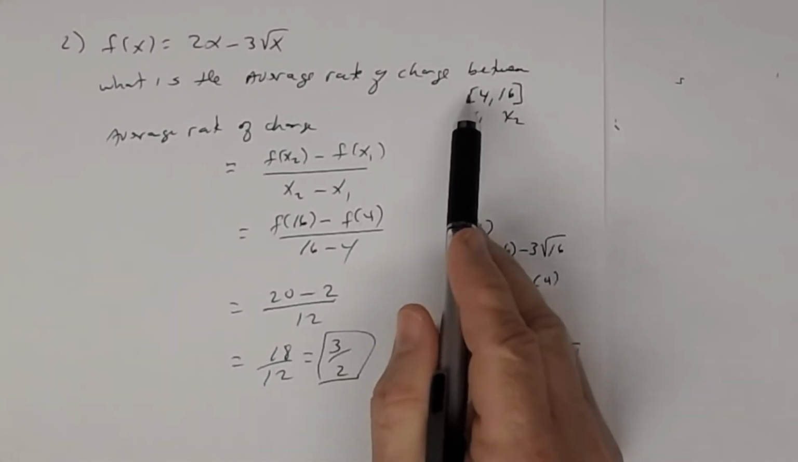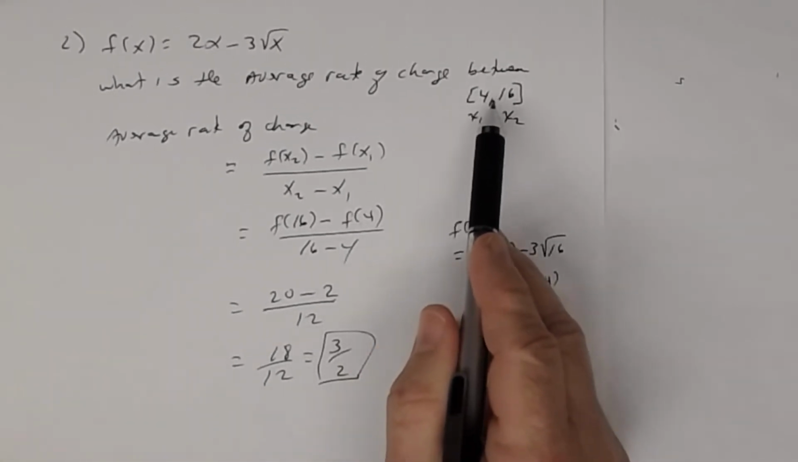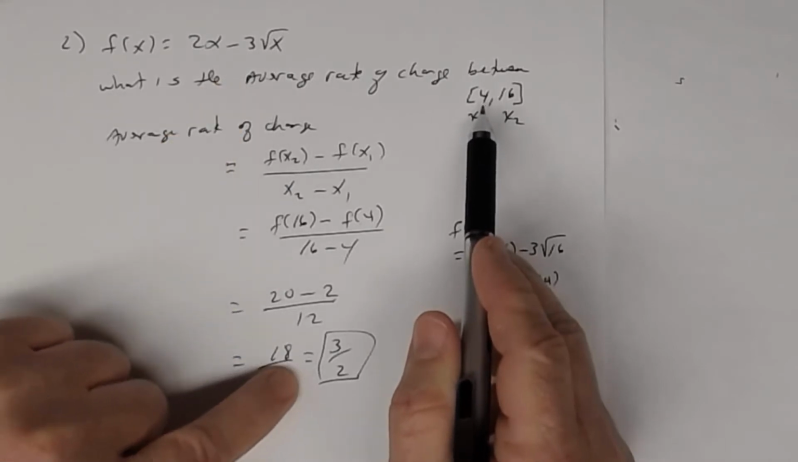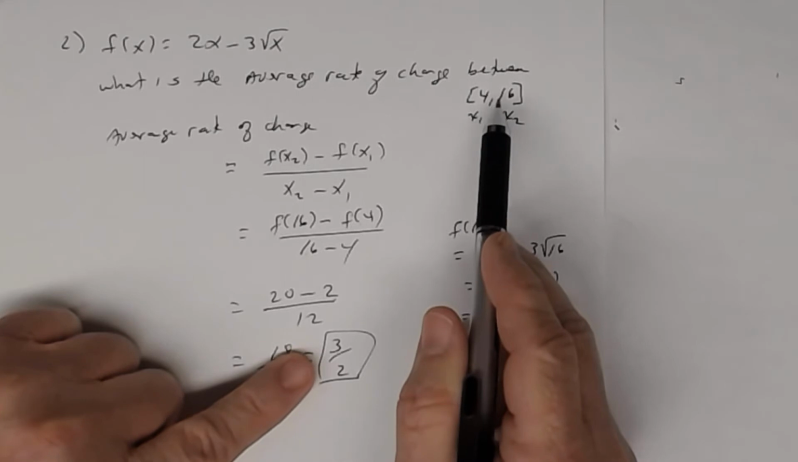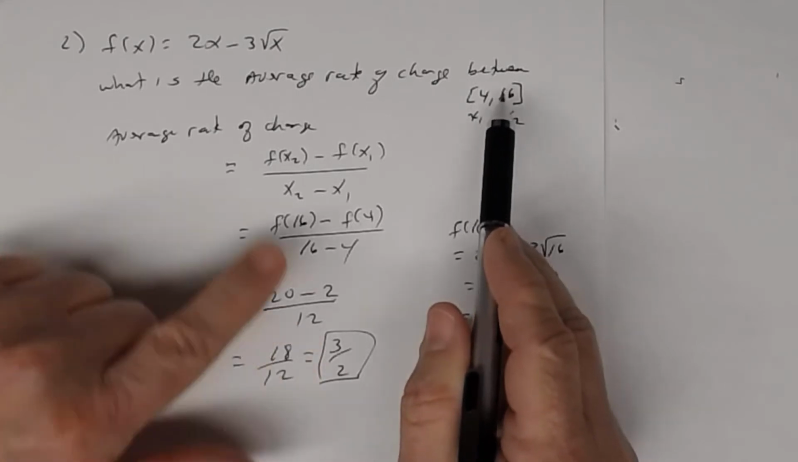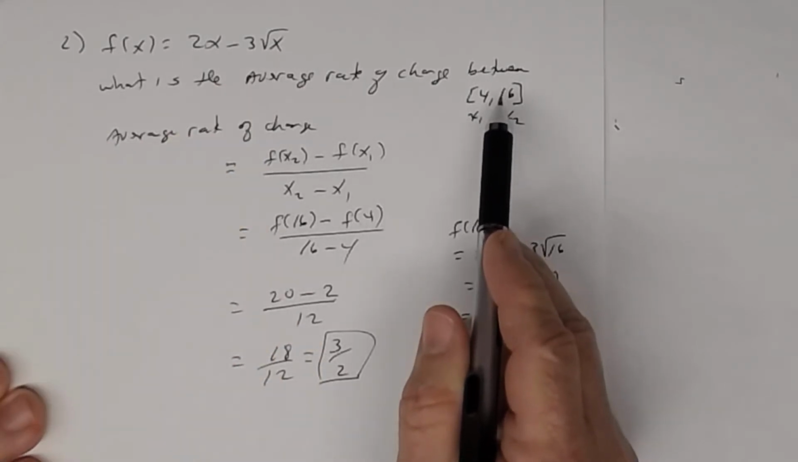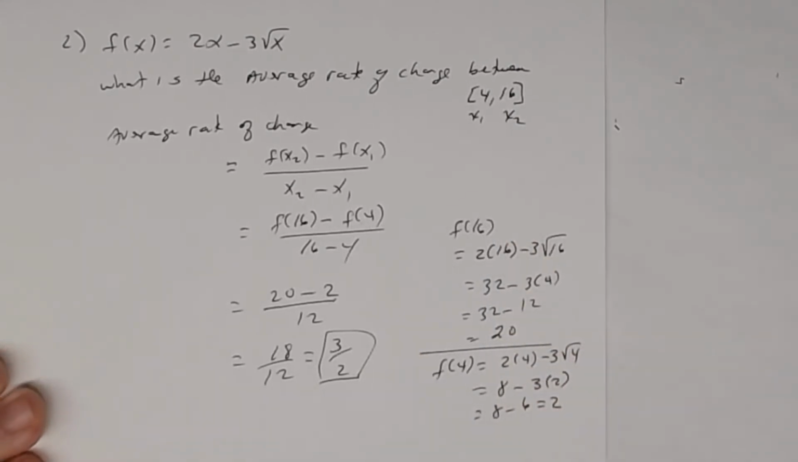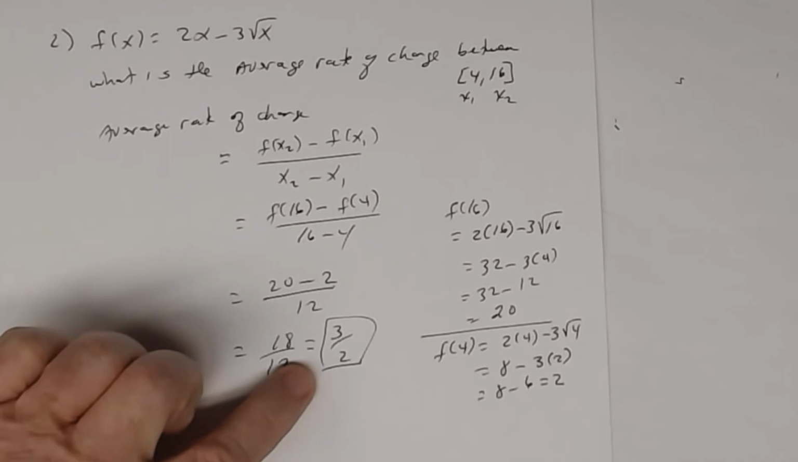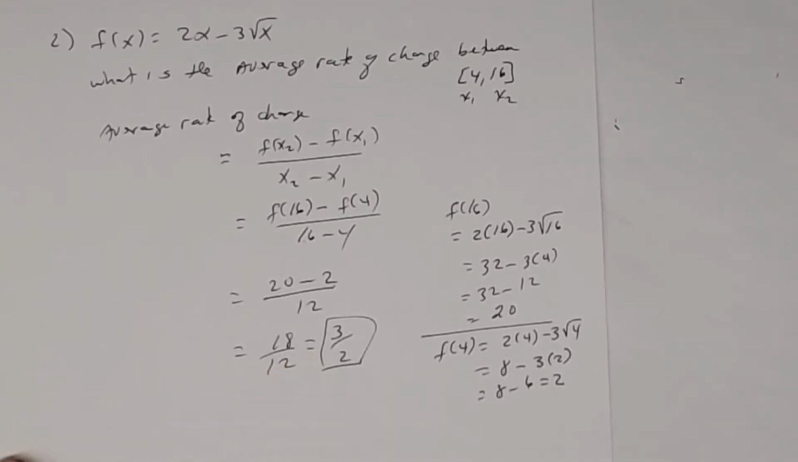So when I go from 4 to 5, my y value is increasing by 3/2, 1.5, right? If I go from 15 to 16, my y value increases by 1.5, or 3/2. Okay, that's what that means. All right, so that's number 2. Your average rate of change is 3/2.